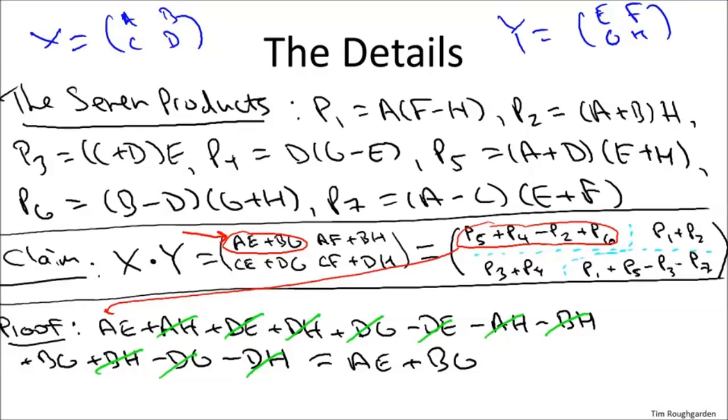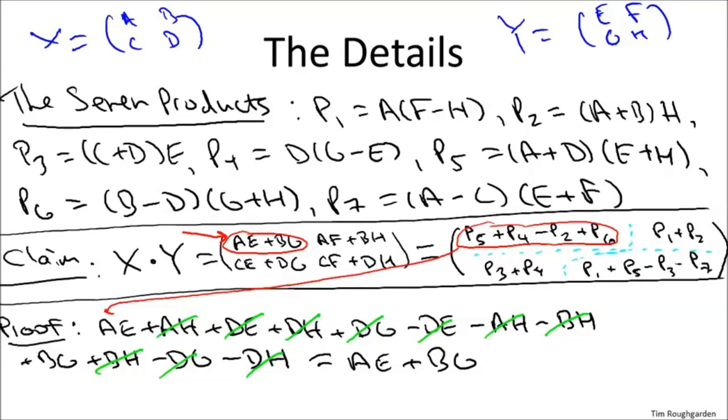So summarizing, because this claim holds, because actually we can recover the 4 blocks of x times y from these 7 products, Strassen's algorithm works in the following way. You compute the 7 products P1 through P7 using 7 recursive calls. Then you just compute the 4 blocks using some extra additions and subtractions as shown in the claim. So 7 recursive calls on n over 2 by n over 2 matrices plus n squared work to do the necessary additions. And as you'll see in the master method lecture, that is actually sufficient for subcubic time.